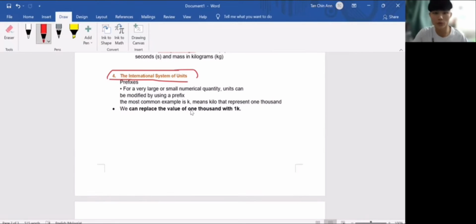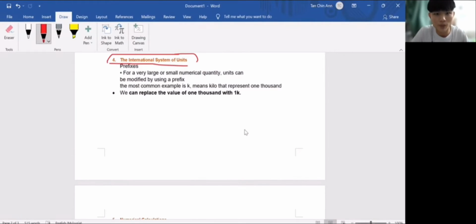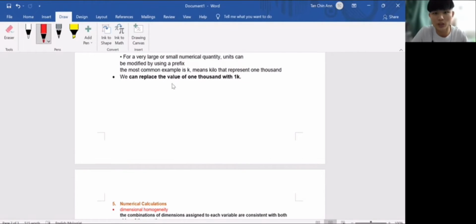The fourth chapter outline is the international system of units. A prefix is a tool that can be used to modify large or small numeric quantities. We can replace the value of 1000 with 1k.